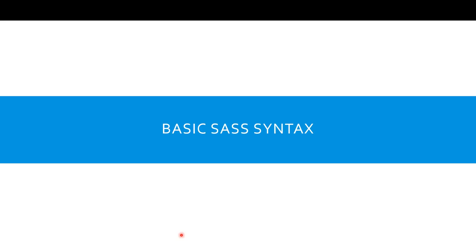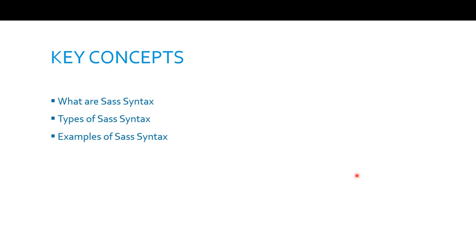Welcome to this lecture. The topic of this lecture is Sass basic syntax. We'll be looking at the basic syntax we have in Sass. Basically, the Sass syntax is the different types of file that you can use when writing Sass code, and I will show you that going forward. The key concept we'll be covering is what Sass syntax is. I will explain what it is all about, then talk about the types of Sass syntax, and then give you examples. I think that's the way I've structured this lecture.